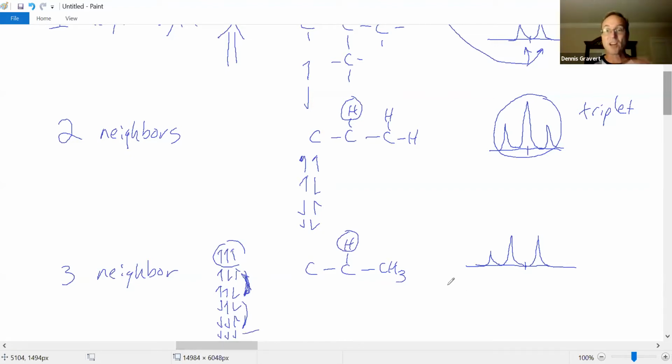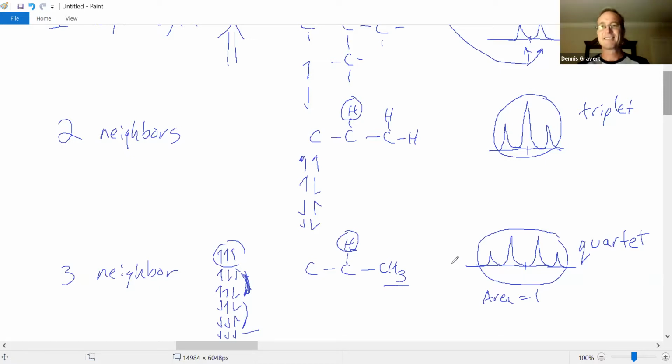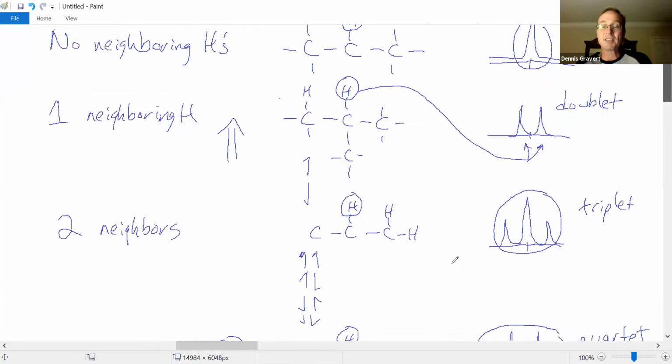And then there's only 1 chance for all 3 of them to be down. That's going to send it the farthest upfield to the right. The area should be the same as this one. Only, there's only 1 chance for these. If you have the whole area, the area still has to equal 1 because 1 hydrogen is making the peak. It's just that 1 hydrogen is now being split by 3 neighbors into a quartet. Barbershop quartet, 4 singers, triplets, 3 babies, triplets, 3 peaks. There you go. Doublet, twins, 2 peaks. Nice. Okay, so there you go. And then you can keep going after that.